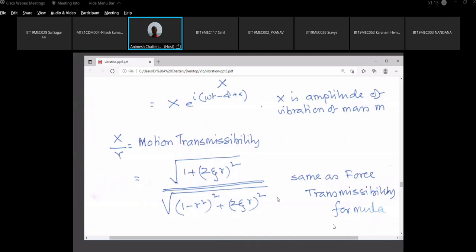The formula is the same as the force transmissibility formula. But there is a very interesting difference between force transmissibility and motion transmissibility. What is that? Mathematically, here it is opposite: from base to the system it is going. See, this is a sine curve. So sometimes it will be positive, sometimes it will be negative. It is a sine curve. So the positive part and the negative part both will coexist.